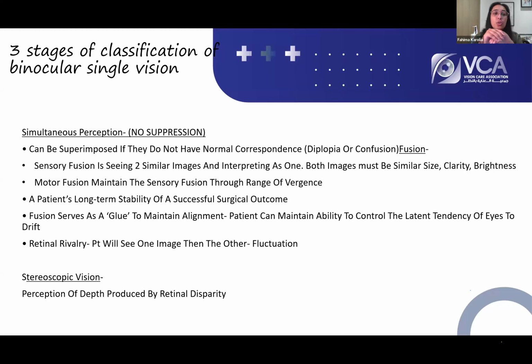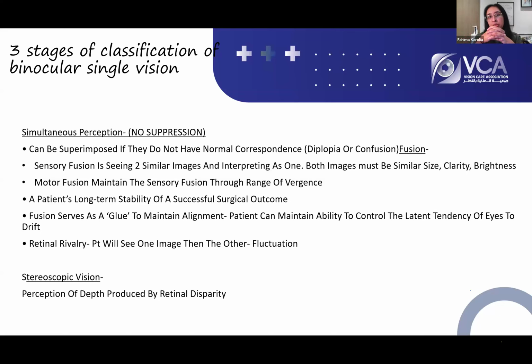Sometimes you have simultaneous perception and you have normal binocular single vision. Like me, I'm looking here. I've got an image coming from my right eye. I've got an image coming from my left eye. I've got normal binocular single vision.